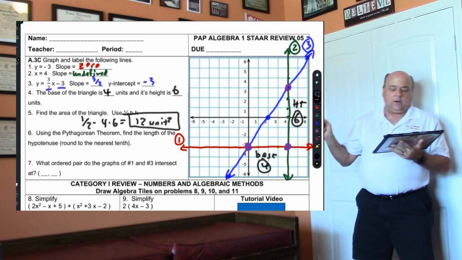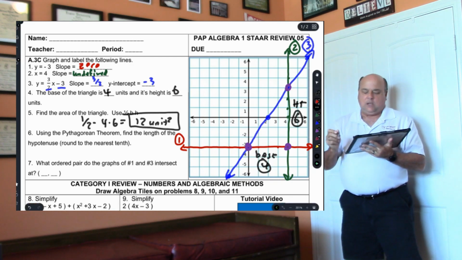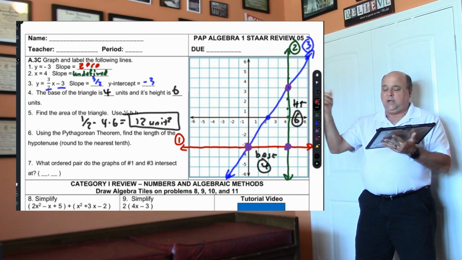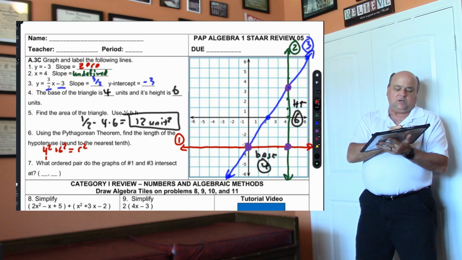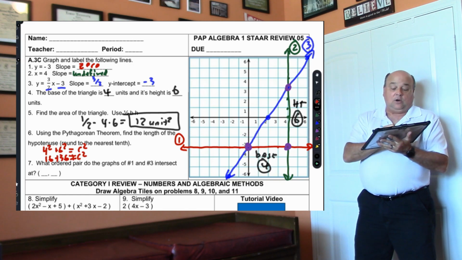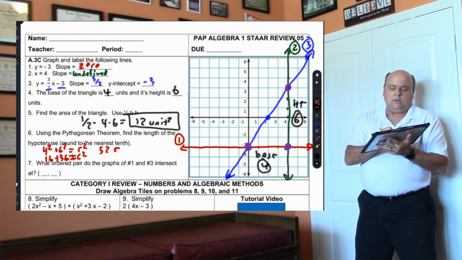Area is units squared. Now then, let's go to number 6. We're going to do a squared plus b squared equals c squared. We're going to have 4 squared plus 6 squared equals c squared. 4 times 4 is 16. 36 equals c squared. 16 and 36 add up to 52.